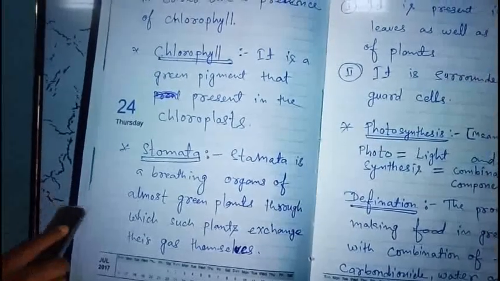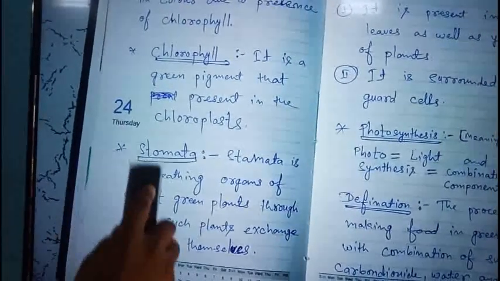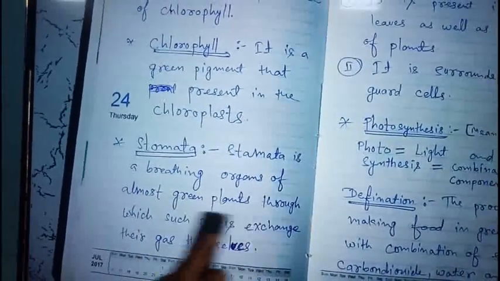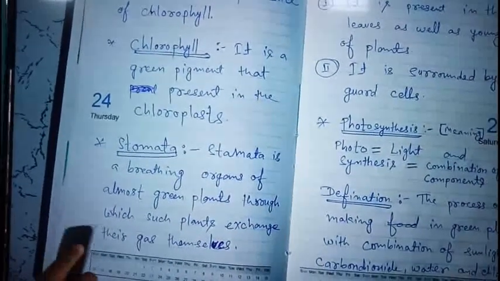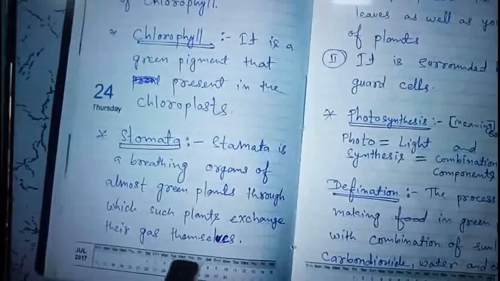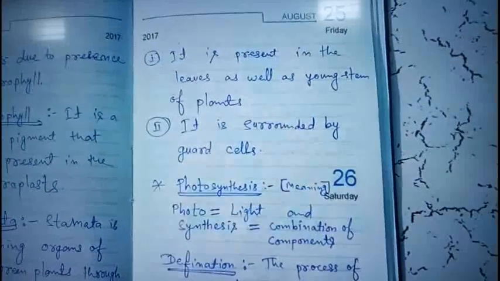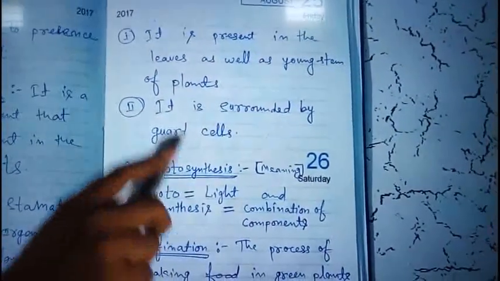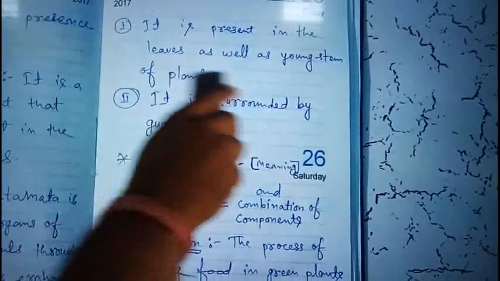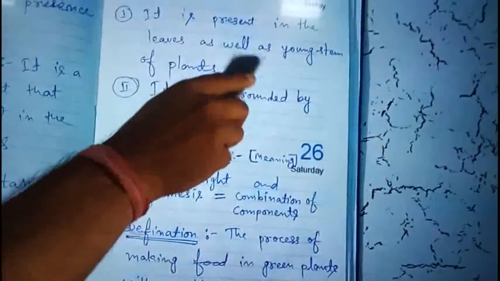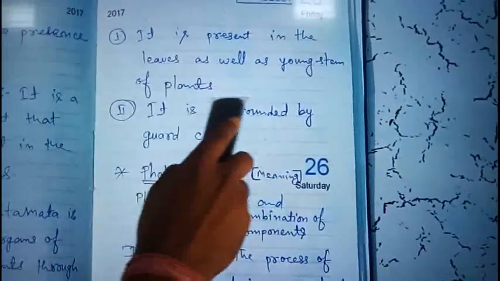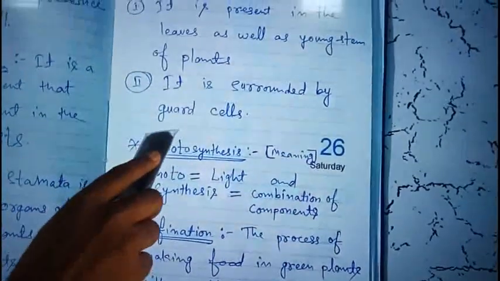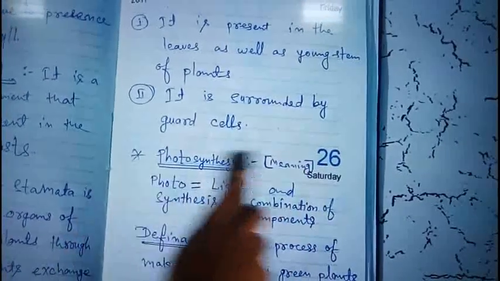Now we are going to talk about other topics related to plants. Stomata. Stomata are the breathing organs of almost all green plants, through which such plants exchange gases. The first point: it is present in the leaves as well as young stems of the plants. The second point: it is surrounded by guard cells.